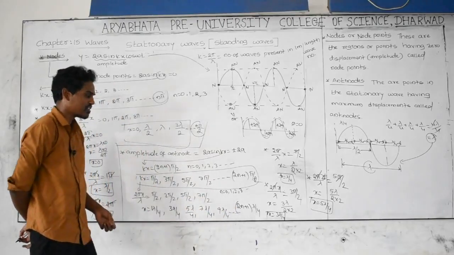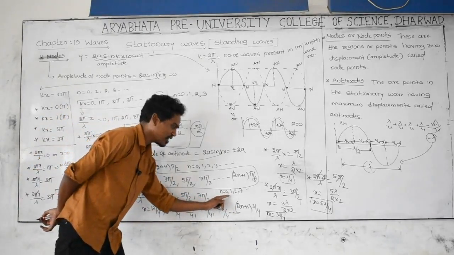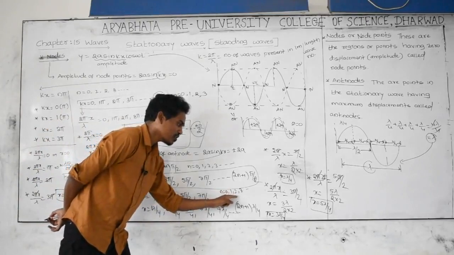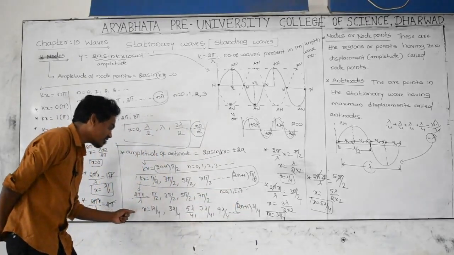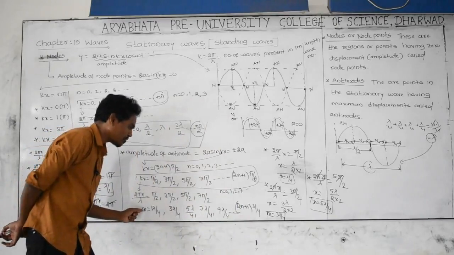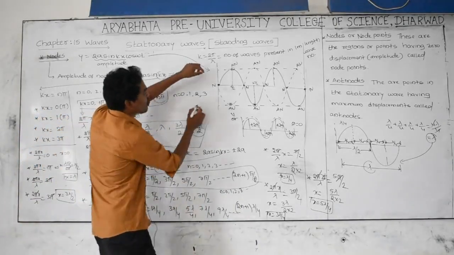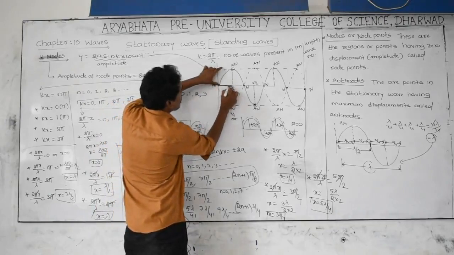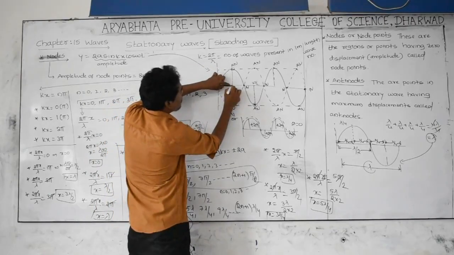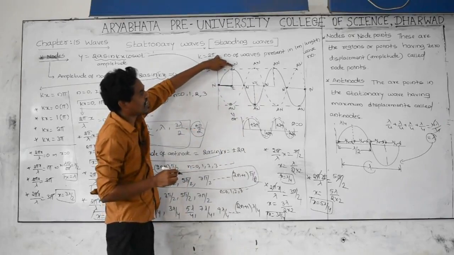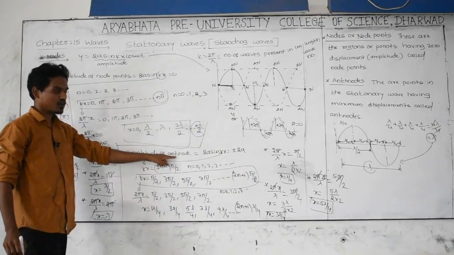By using this equation you have to substitute respectively n is equal to 0, 1, 2, 3, 4, and so on, then you are getting path difference or path values like this. If lambda by 4, where is lambda by 4? This is lambda by 4, and this point is called an antinode.